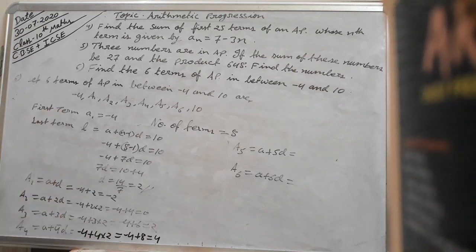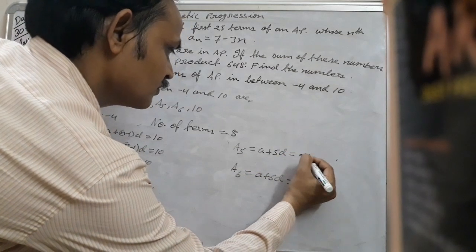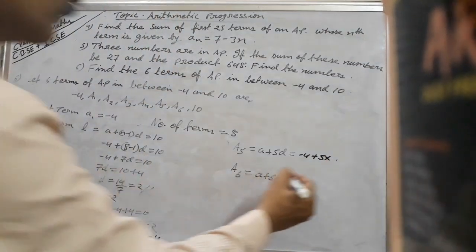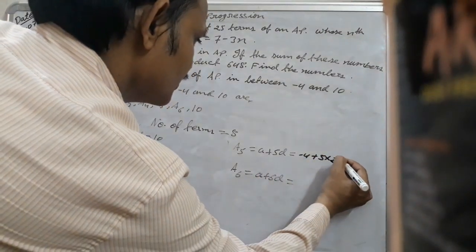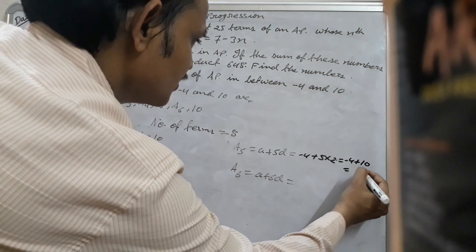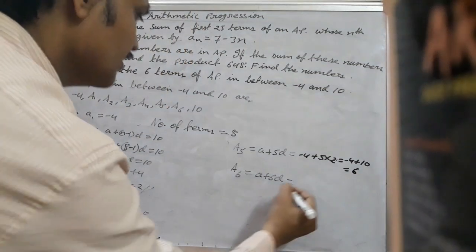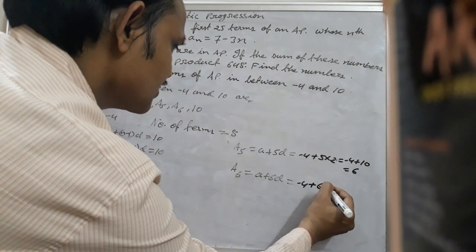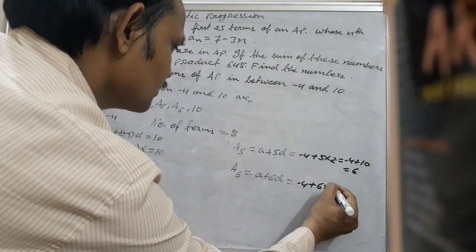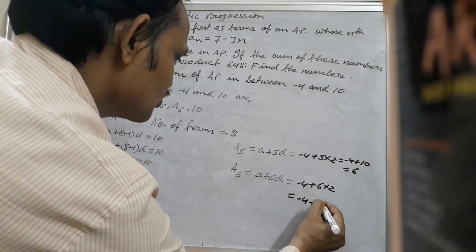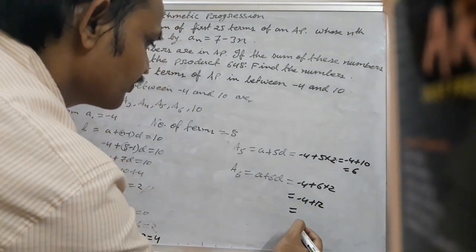And here minus 4 plus 5 into 2, you will get minus 4 plus 10, that is equal to 6. And here minus 4 plus 6 into 2, you will get minus 4 plus 12 will be equal to 8.